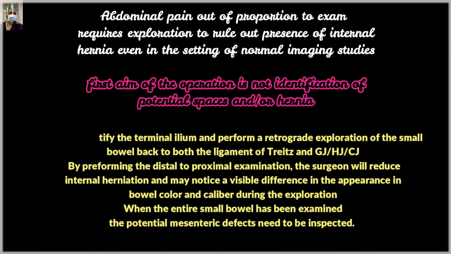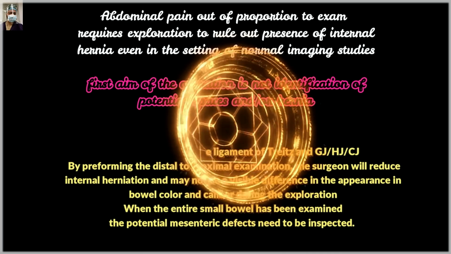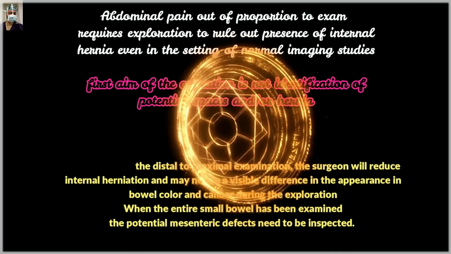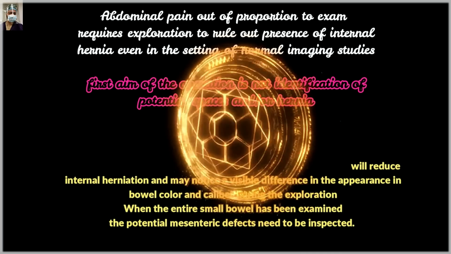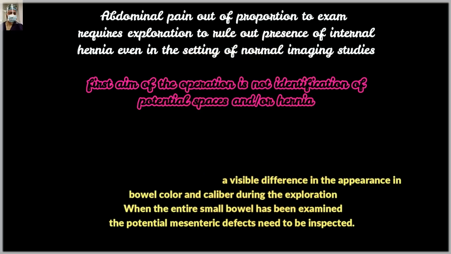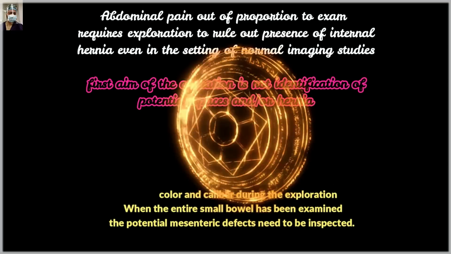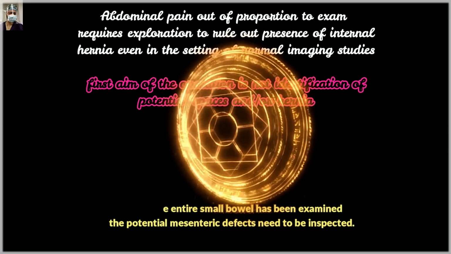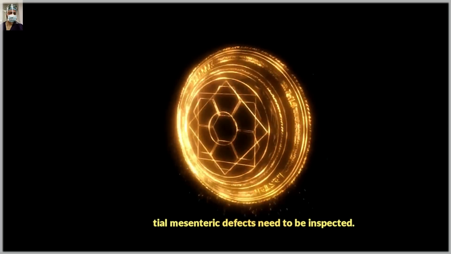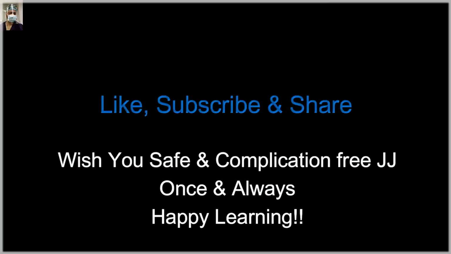So, in case we are dealing with obstruction after Roux-en-Y bypass, we should not try to identify the hernias first. Instead, we should examine the gut from the ileocolic junction and come retrograde. That will help us to identify the hernia and reduce it also.